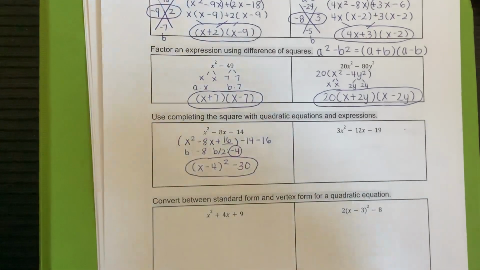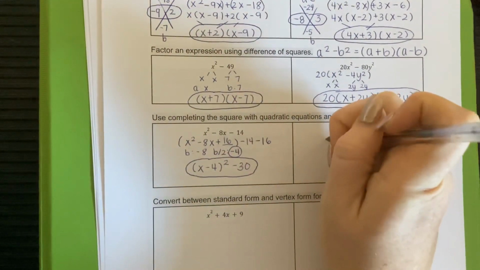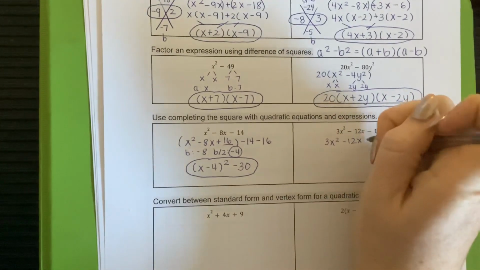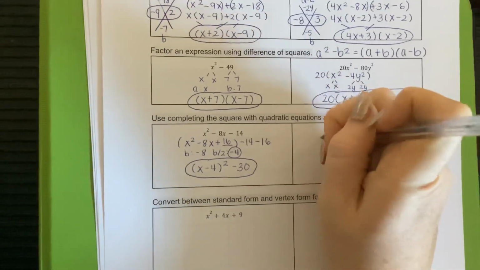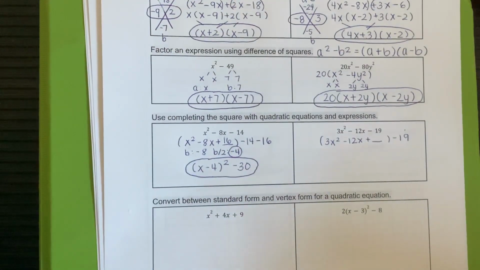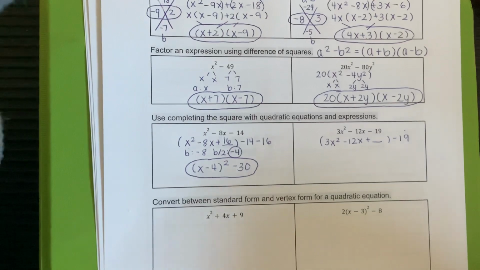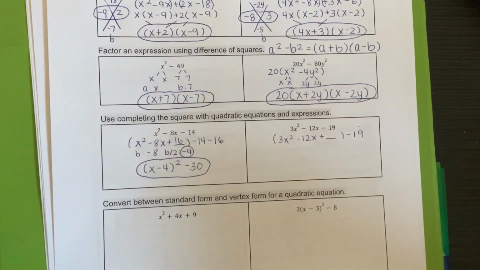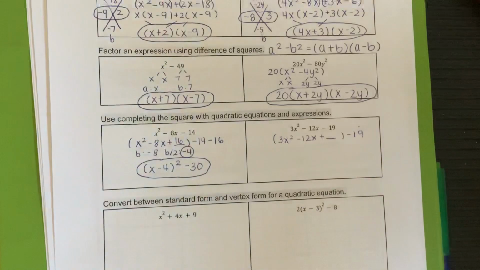If we look at the next one, we would rewrite 3x squared minus 12x plus blank, that's in parentheses, minus 19. Okay, we cannot start completing the square yet. You cannot say that b value is 12 and half of 12 is 6, and that's no, because your a value is not 1. You cannot complete the square if your a value isn't 1.